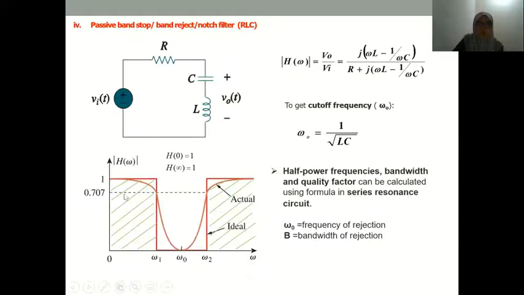For the band stop, it means to eliminate or stop all the frequencies in between omega 1 and omega 2. It allows the frequencies below omega 1 and above omega 2. For the quality factor, halfway frequency and bandwidth, you can use the series resonance circuits because the R, L, and C are configured in series. So omega naught is the frequency of rejection and B is the bandwidth of rejection.